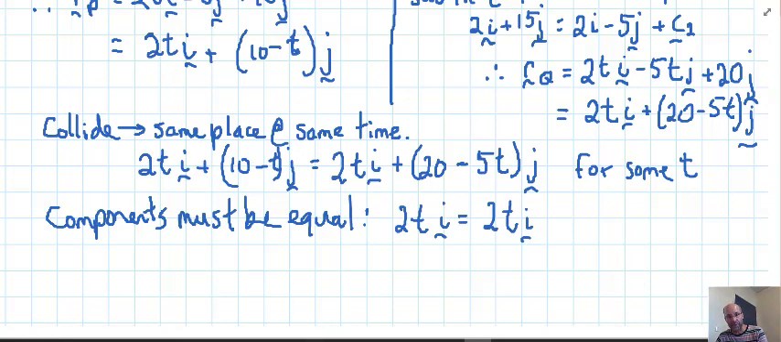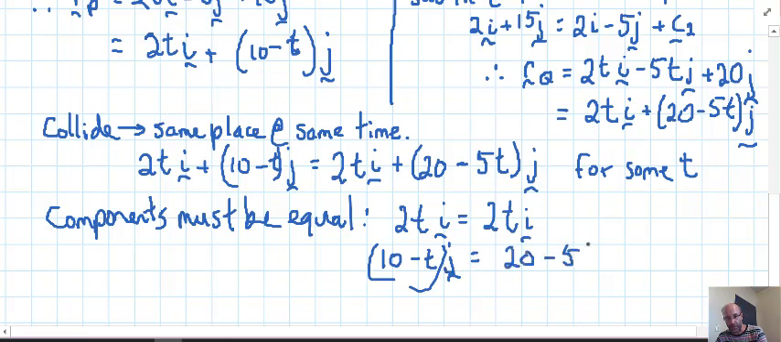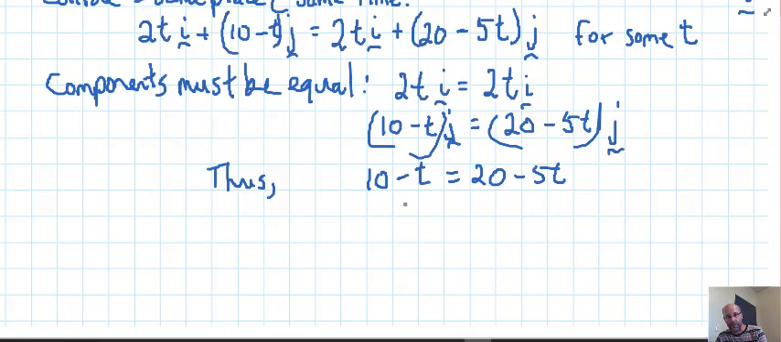For the i components, it's fairly trivial, as you can see. Now for the j components, we've got 10 minus t j equated to 20 minus 5t j. So 10 minus t must equal 20 minus 5t, so t must equal 2.5 for that to occur.